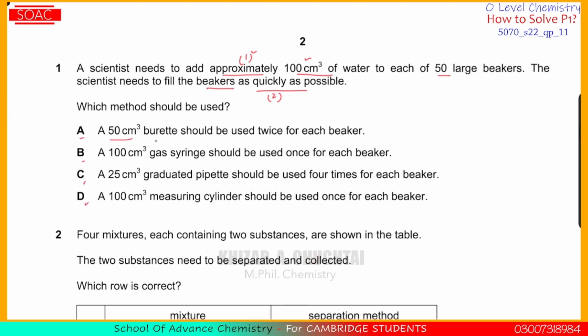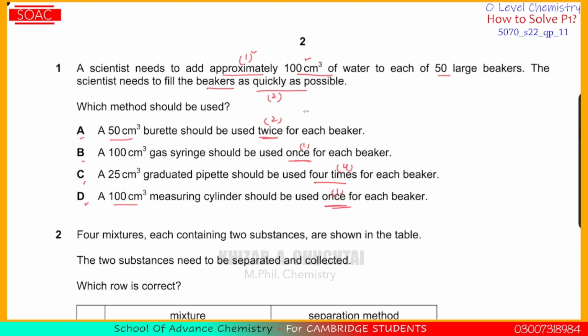A, a 50 centimeter cube burette should be used twice. Here we are going to use it twice. In the second option, a 100 centimeter cube gas syringe should be used once. We use the gas syringe only once. In C, a 25 centimeter cube graduated pipette should be used 4 times. Here we use the graduated pipette 4 times. D, a 100 centimeter cube measuring cylinder used once for each beaker. Here we use the measuring cylinder once.